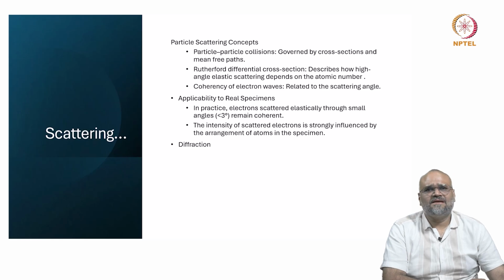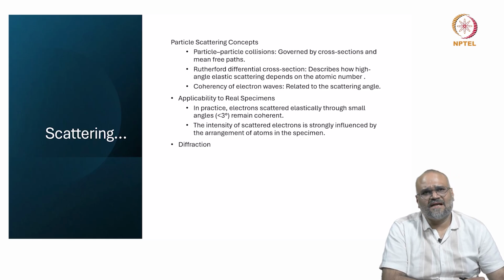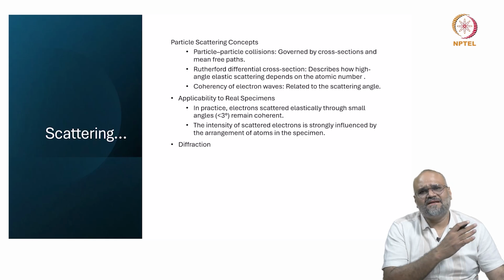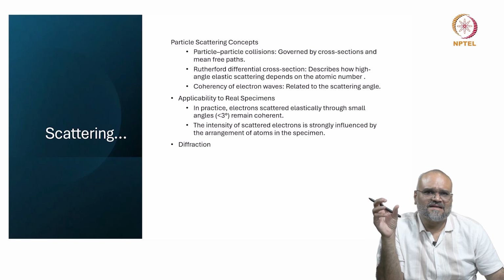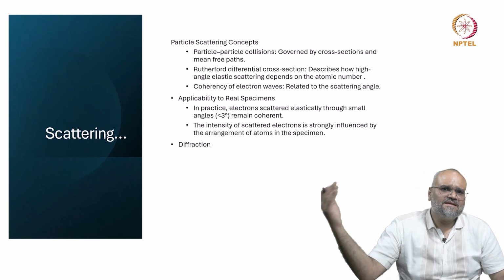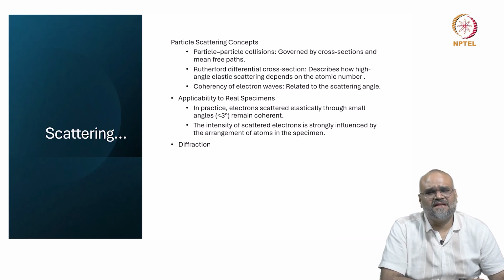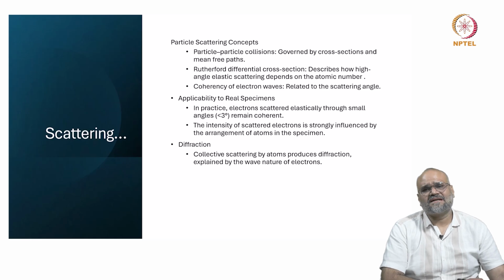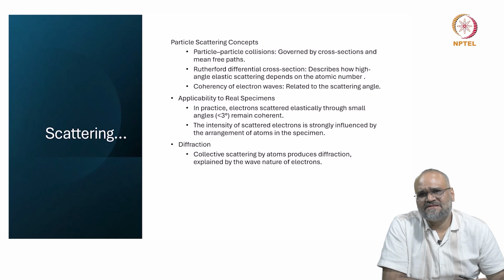Likewise, even in electron diffraction, when you consider planes of atoms or columns of atoms as scattering centers, on interaction with the electron beam, they are deviated along specific paths. And when you look at all of these collective planes or columns of atoms as scattering centers and look at their constructive interference, the pattern that you obtain is called a diffraction pattern. So the collective scattering of atoms produces diffraction, and this is explained by the wave nature of electrons.